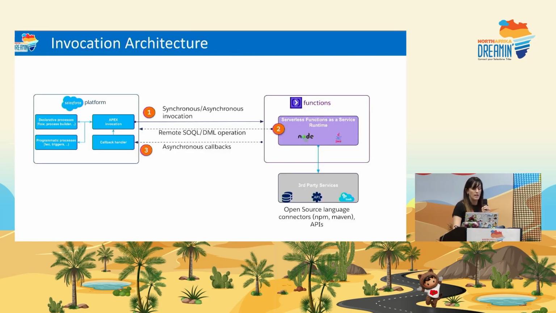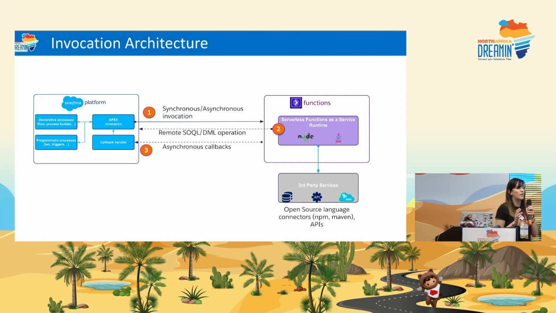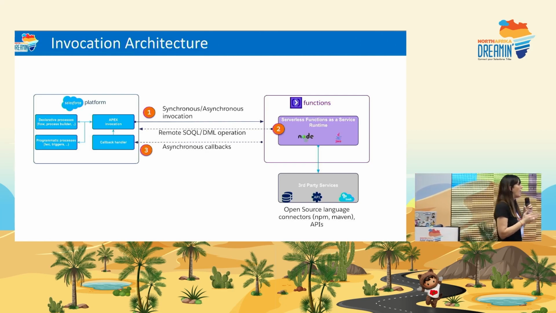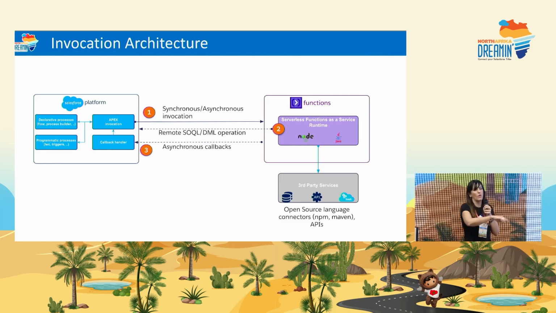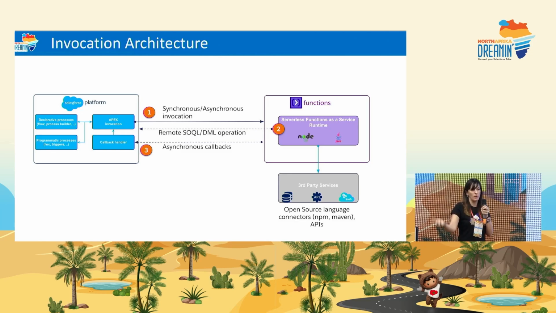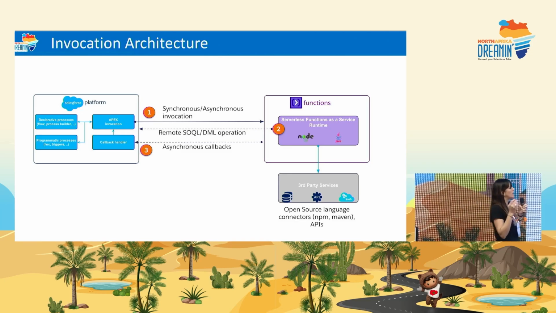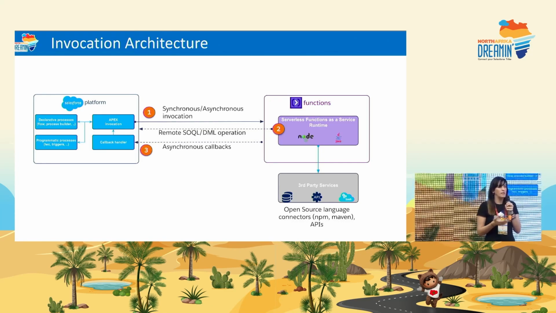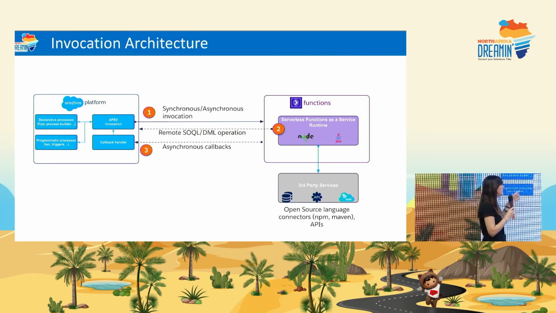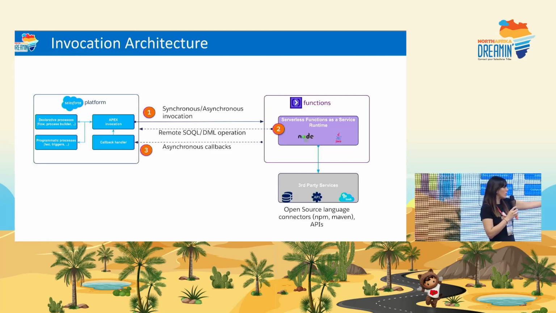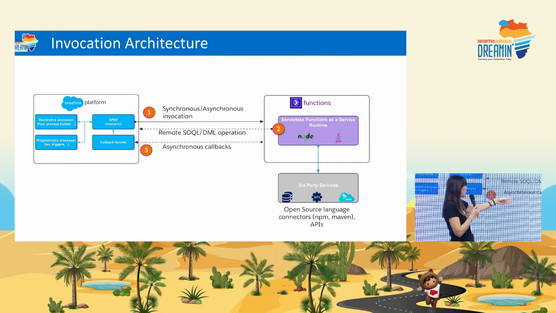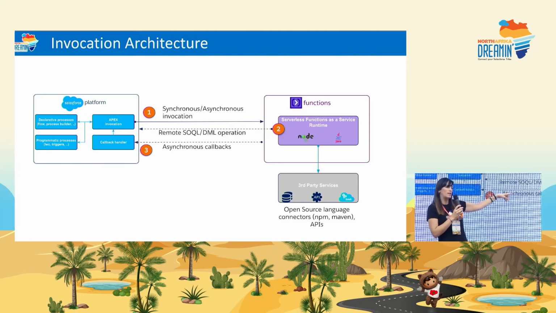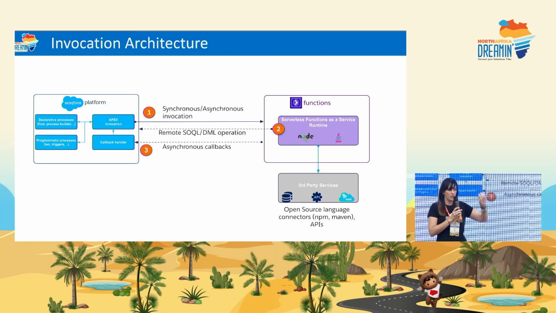Okay. So the invocation architecture for functions is this one. At the moment, the only way in which you invoke functions is through Apex, but of course you can call Apex from your Lightning Web Components, from your flows, etc. So let's start by explaining the asynchronous invocation, which is the most common one. You invoke the function asynchronously. The function runs. If the function needs to perform any SOQL or DML operations, those are going to execute asynchronously.